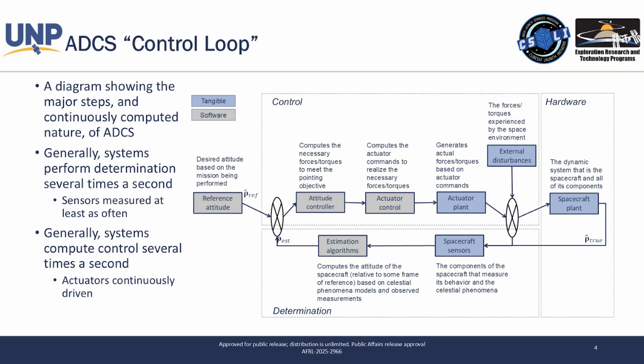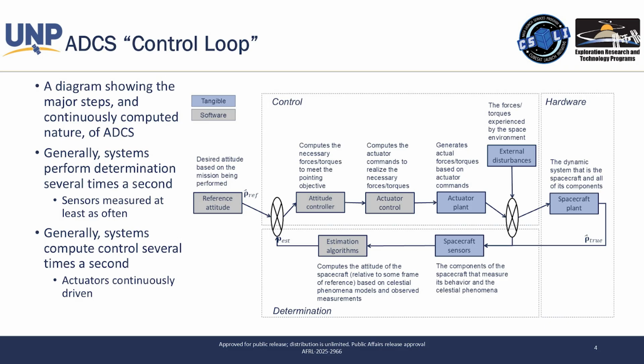So if you kind of follow my arrows here, the key, right, is the blue boxes are essentially physical things, and the gray are software that's running to do this. So we have our reference attitude here, and this is essentially defined by you and me for what do I want my spacecraft to be doing. And we difference that with where we think we are, the attitude estimate. And the error between those two is what drives your whole control law.